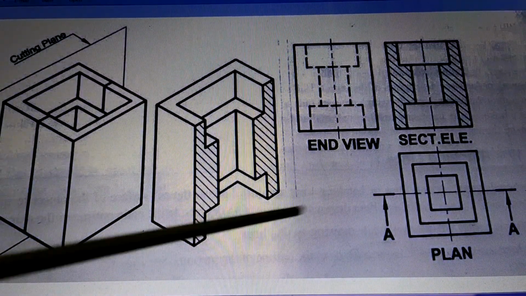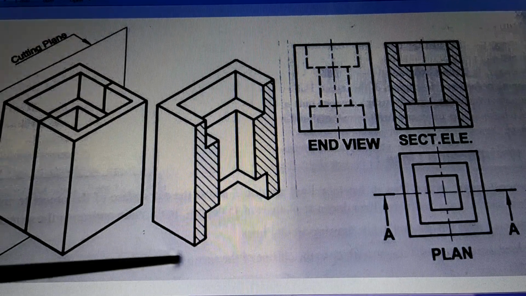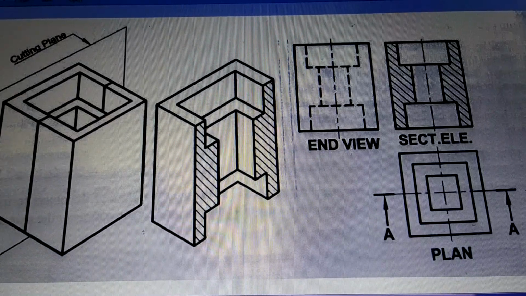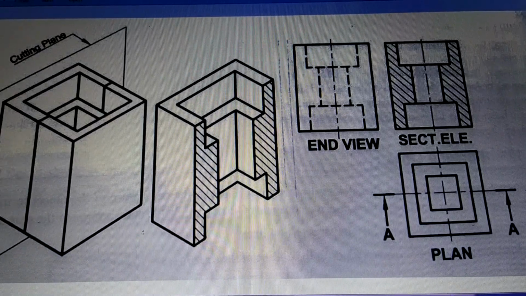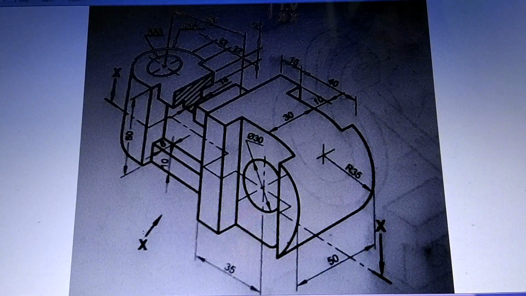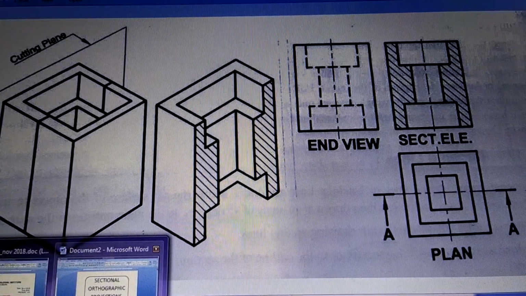Then this is the basic object. We started from here to understand what is the meaning of a sectional view. So we started from here and then we have seen all the different variations. So this brings us to the end of the topic, that is the sectional orthographic projections.